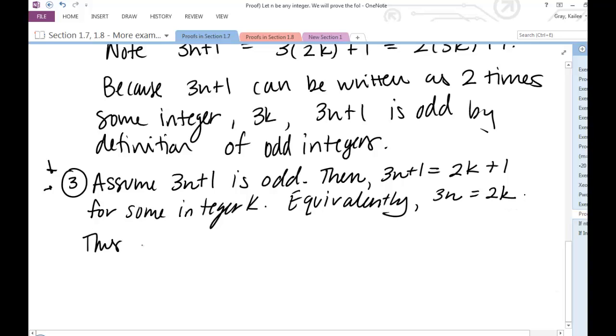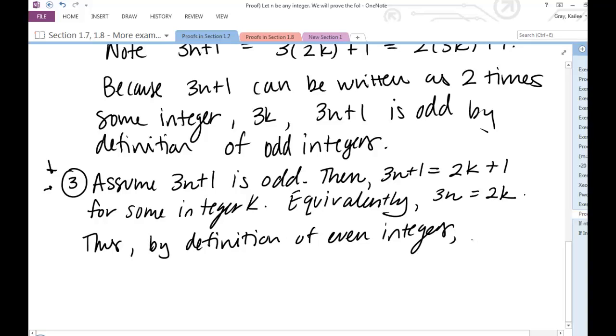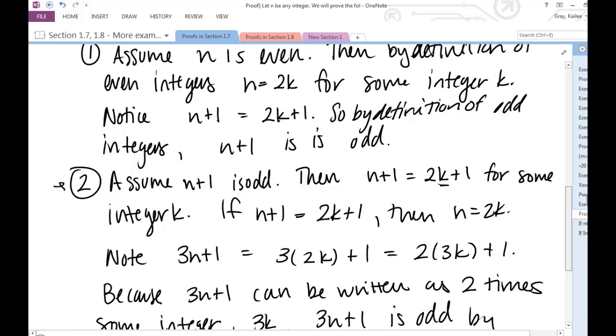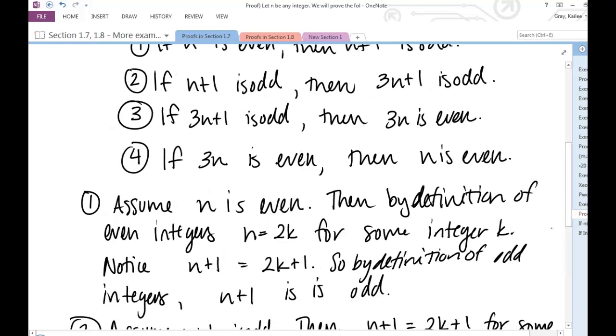Thus, by definition of even integers, we know that 3n is even. Okay, now we're done with that proof of this third conditional statement, that if 3n plus 1 is odd, then 3n is even. Okay, so now we only have one left to do. Let's see if we can figure this out.